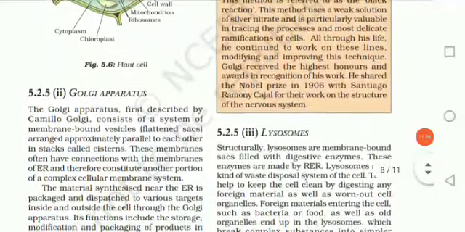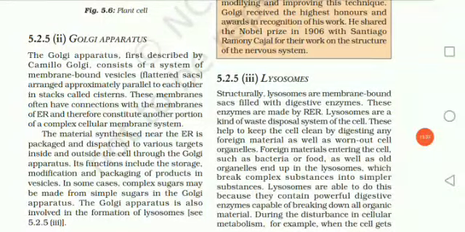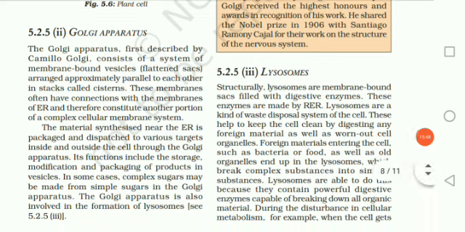Now, the Golgi apparatus. It is named after Camillo Golgi, who first described it. The Golgi apparatus consists of a system of membrane-bound vesicles, which are flattened sacs arranged approximately parallel to each other, called cisternae. These membranes often have connections with the membranes of the endoplasmic reticulum, and therefore constitute another portion of the system.